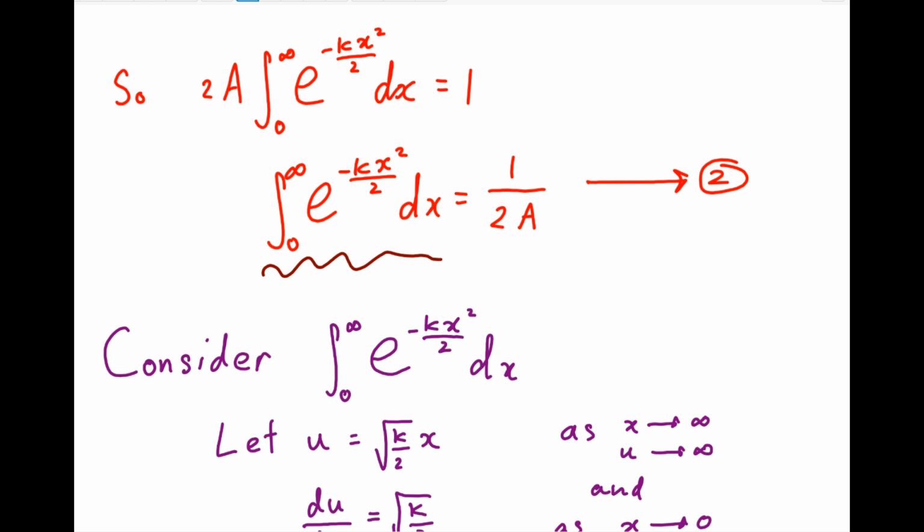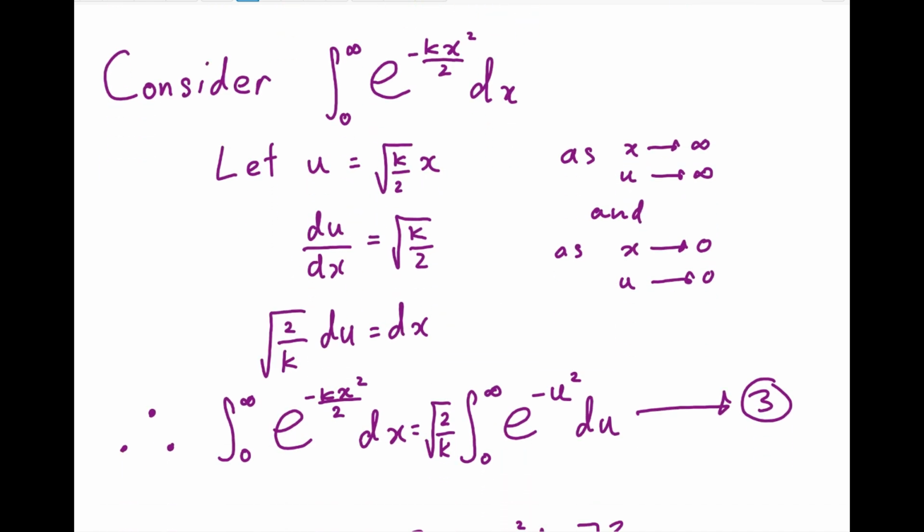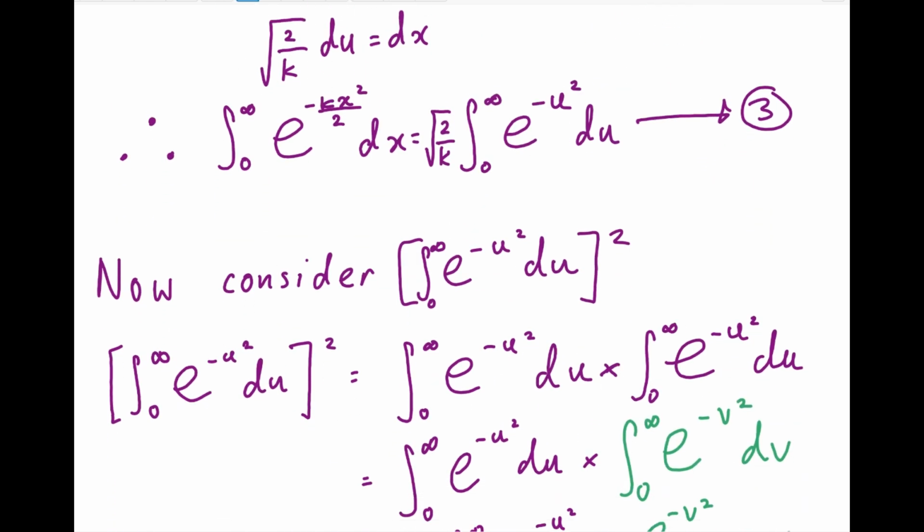It says consider, using substitution, where we let u equal root k on 2 times x. If we differentiate with respect to x, we get root k on 2. We transpose for dx, and we get root 2 on k du equals dx. As x approaches infinity, u approaches infinity, and as x approaches 0, u approaches 0. Essentially, limits don't change. Therefore, your integral becomes root 2 on k by the integral of e to the minus u squared du from 0 to infinity. We label that equation 3.